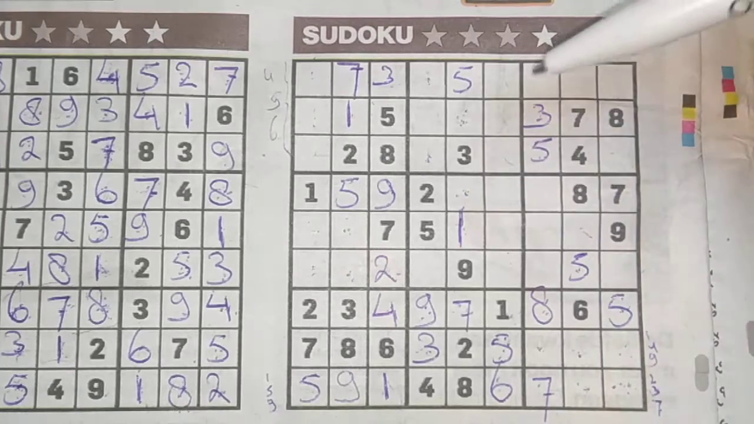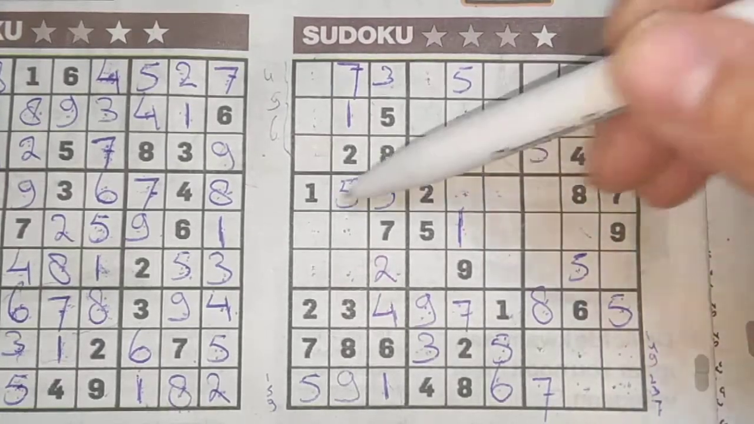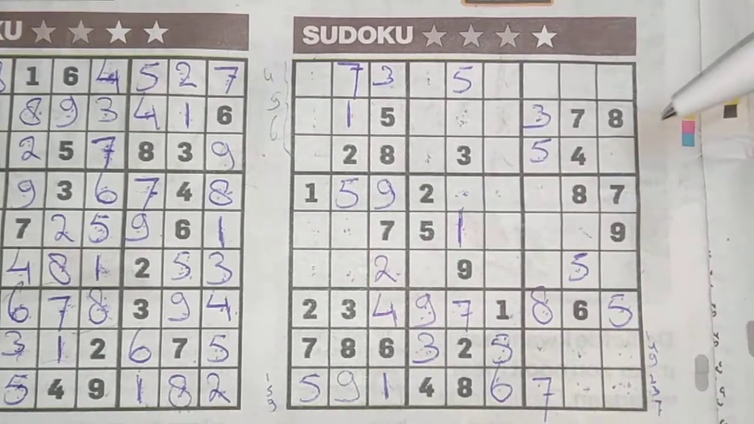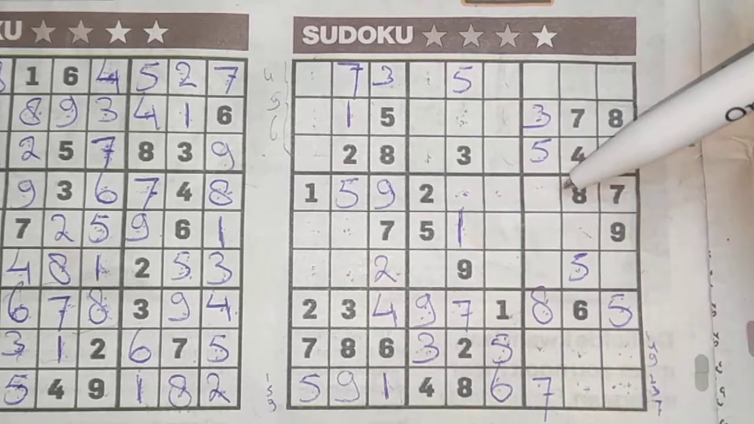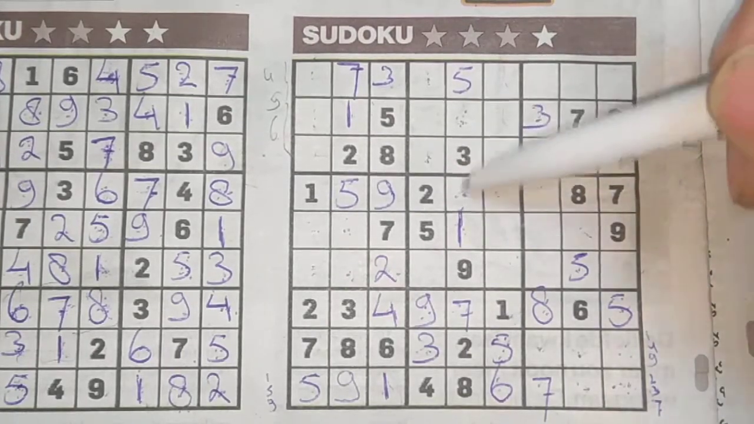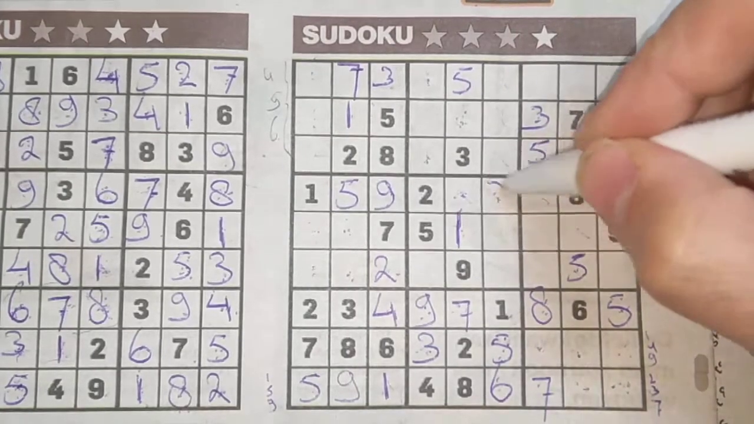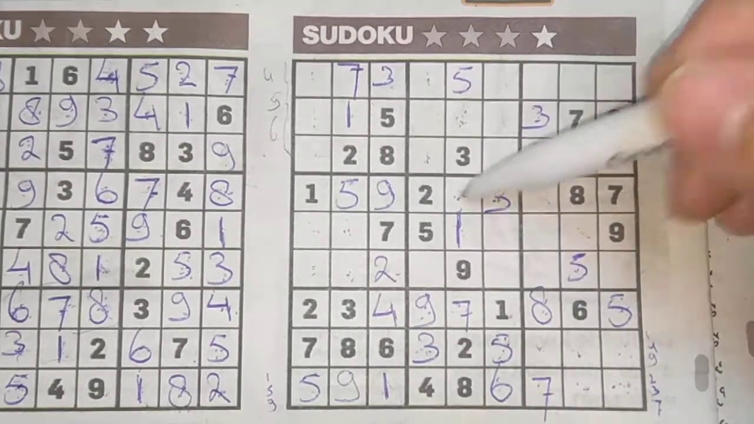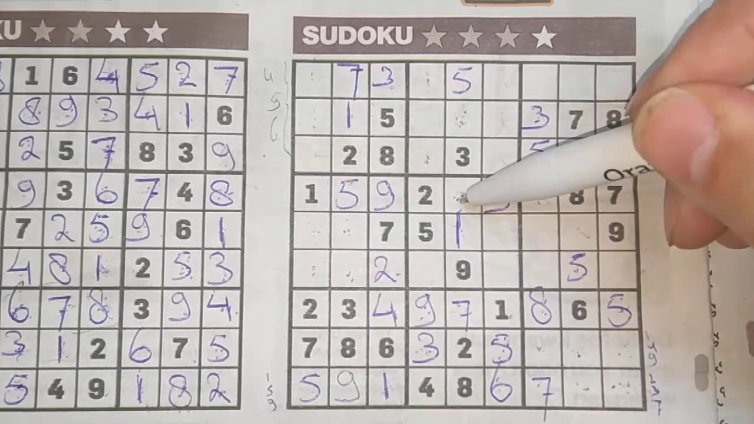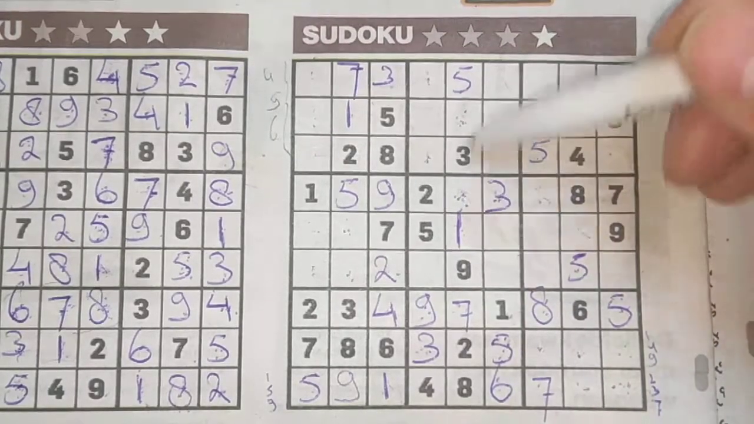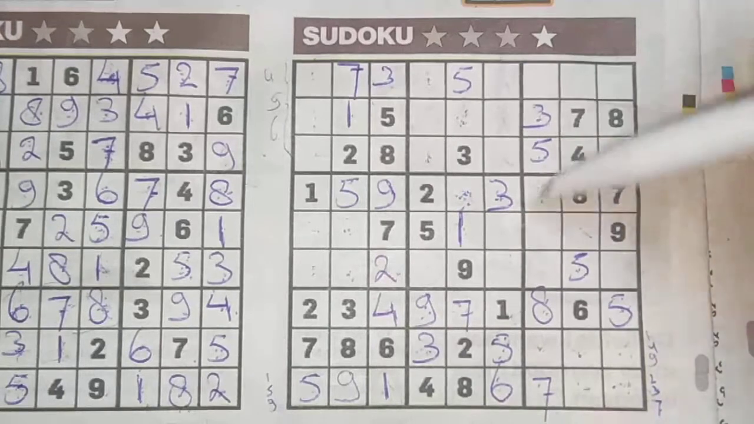Yes. These 3 numbers are a 3, a 6, and 4. We have a 3 there, so no 3 here. Here 3, so no 3 there. Only place for the 3 should be there. The 6 and the 4 are left.